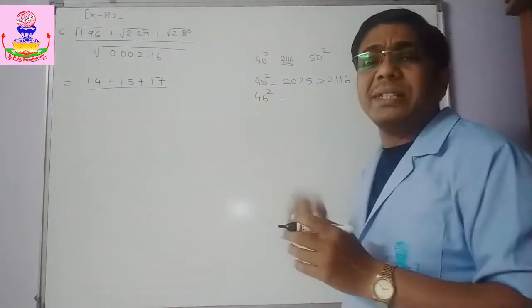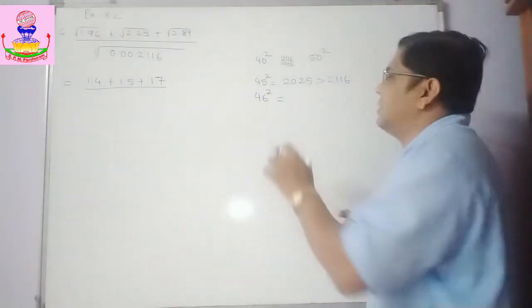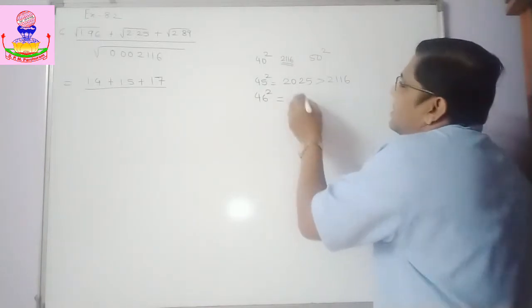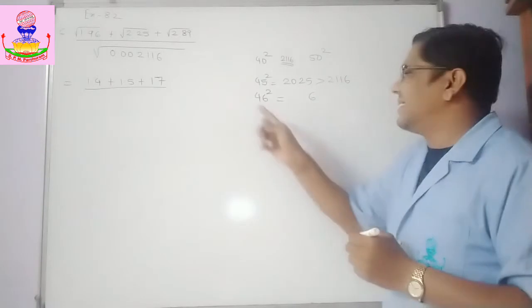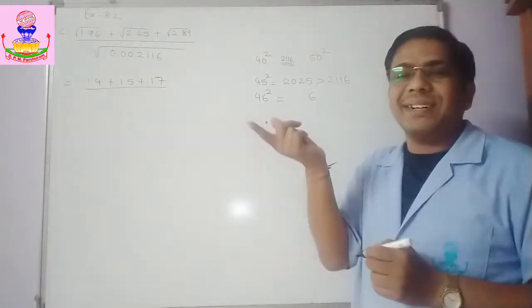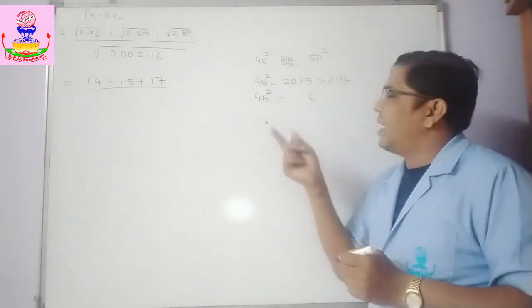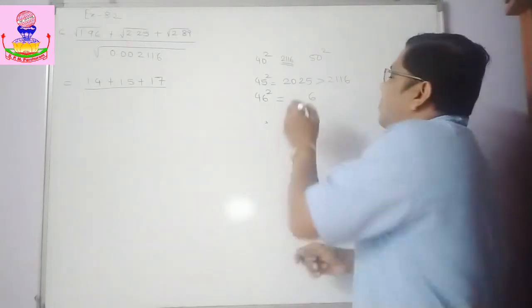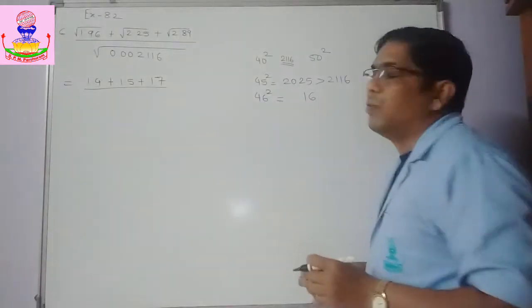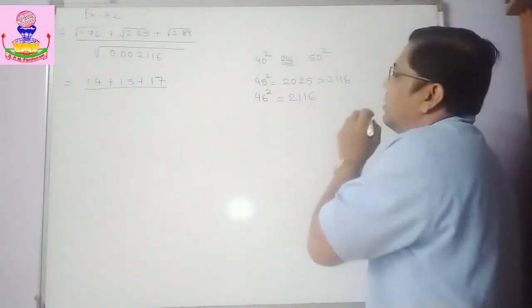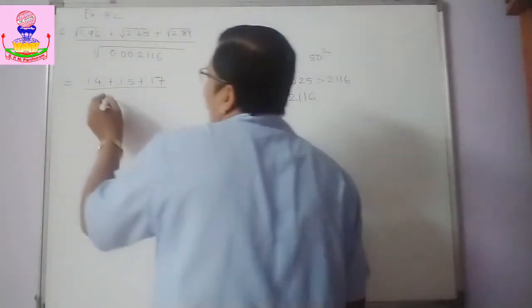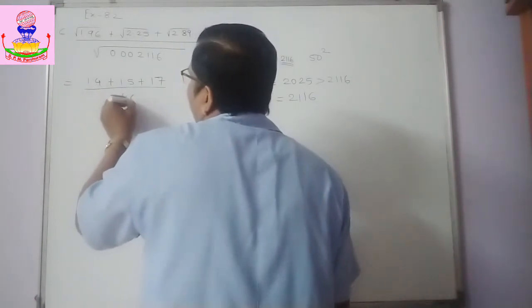Now 46 squared, let us check it; we should be sure of it. 6 squared is 36, so 3 carry on. Shortcut method: 6 fours are 24, 24 twos are 48, and 48 plus 3 is 51. 5 carry on. 4 squared is 16, 16 plus 5 is 21. So we are right. It is 46 squared, so I will write 46.